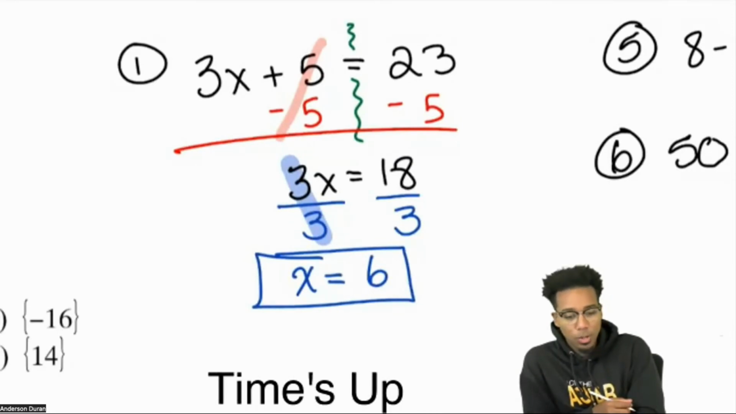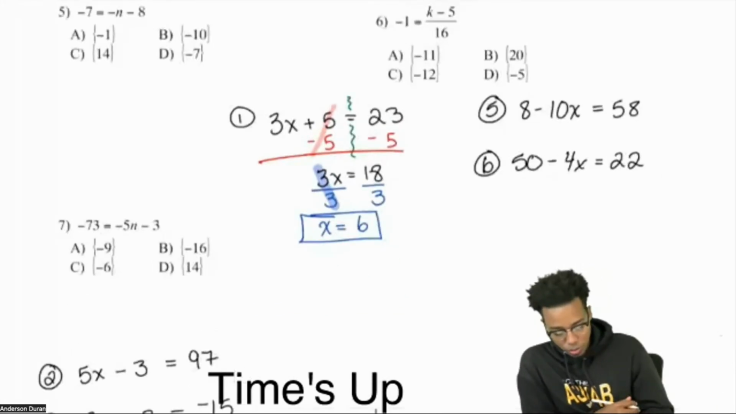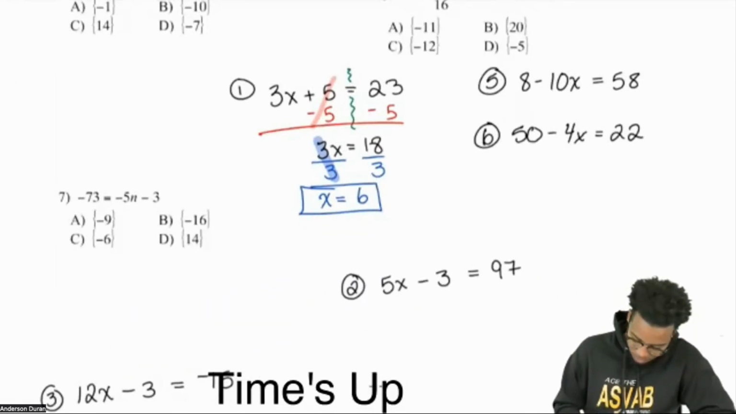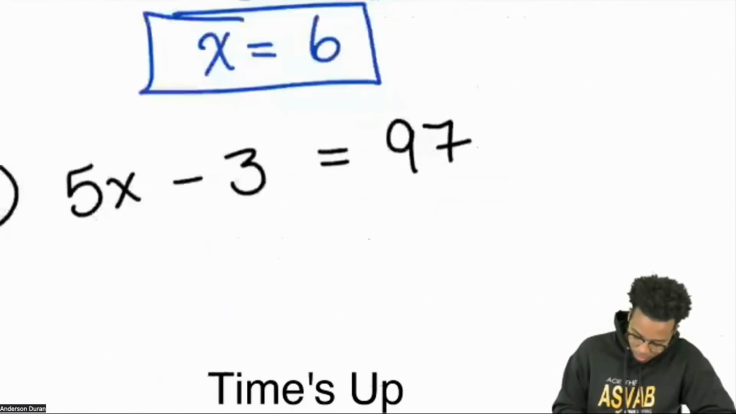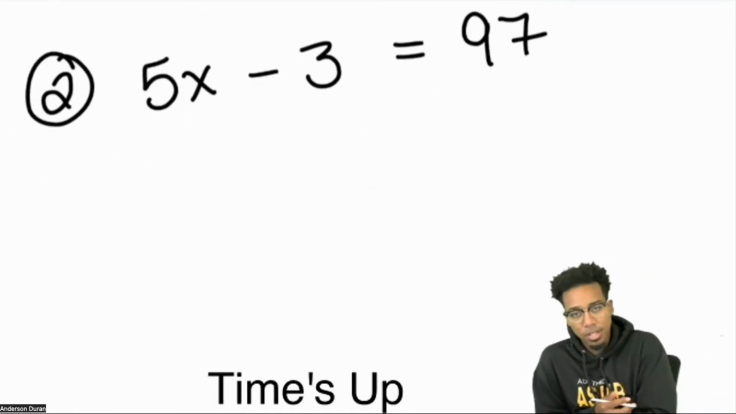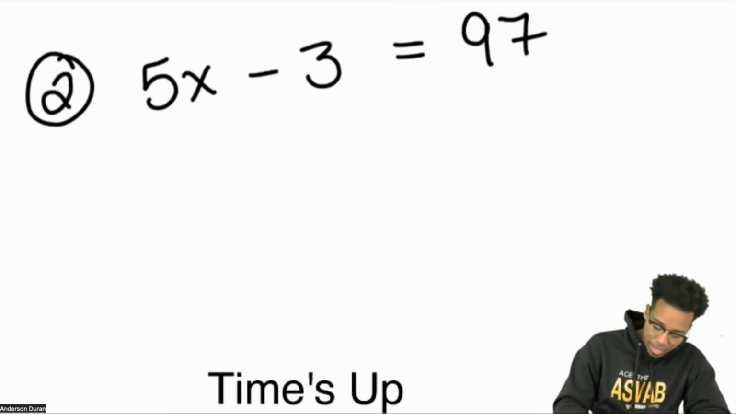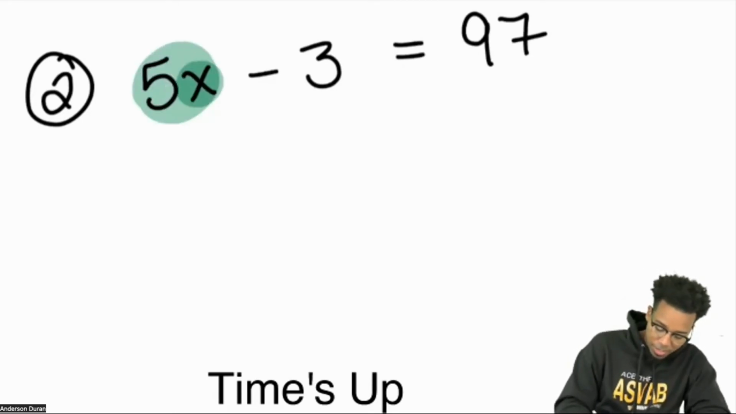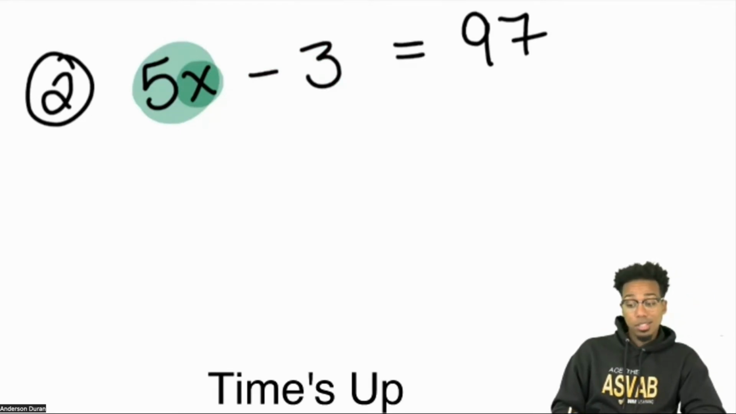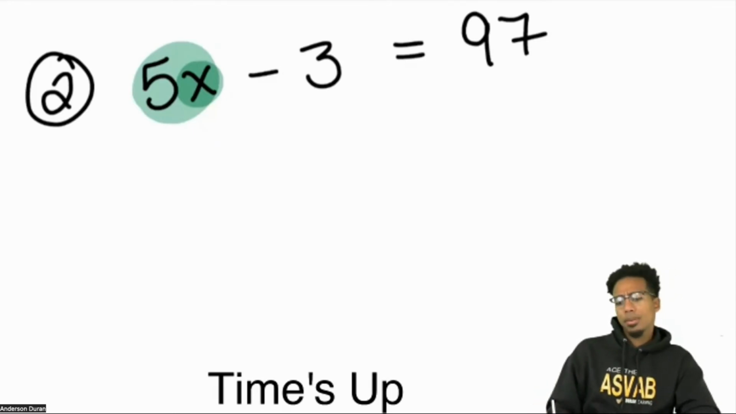Okay, let's go ahead and try out this next one here, number 2. So let's bring in number 2. We have 5x minus 3 equals 97. So again, we're trying to get that x by itself, but we see that we have a 5 attached to it. And then you have that minus 3 by itself. So I want to get rid of that minus 3. Everybody, how do I get rid of the minus 3? By doing what to both sides?